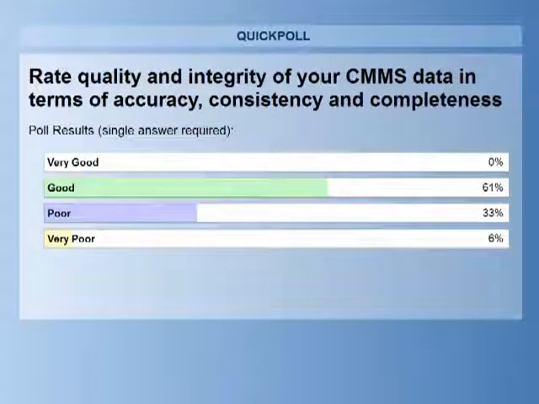All right, Sunil, it looks like we've got 61% is coming in saying good. 33% are saying poor. Very poor is coming in at 6%, and nobody said very good.